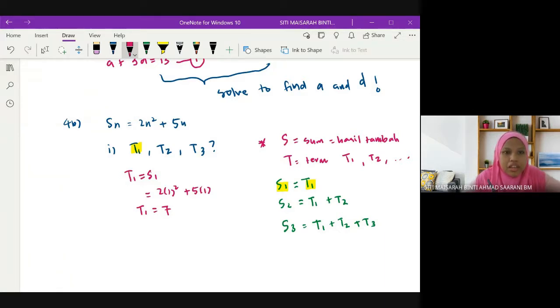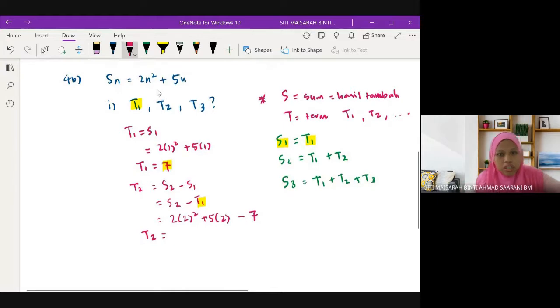Then, to find T2: S2 is equal to T1 plus T2. So T2 is actually S2 minus S1, or T1, either one. So this is S2 minus T1. For S2, we substitute n equals 2 into Sn. Then we get 2 multiplied by 2 square plus 5 multiplied by 2, minus T1, which we got earlier as 7. Then we calculate, and T2 is 11.